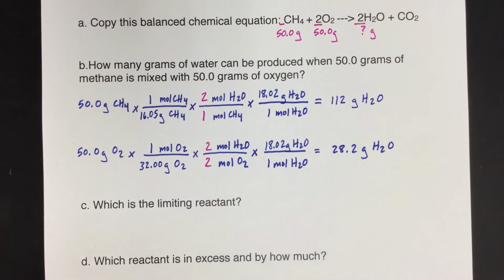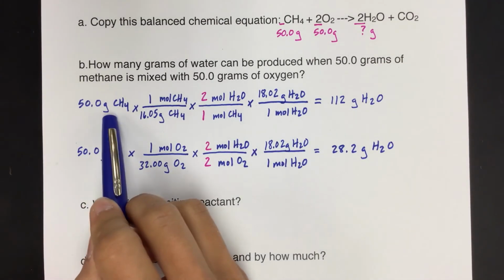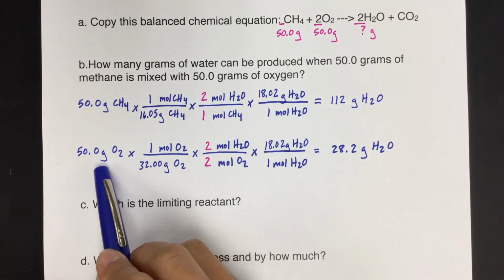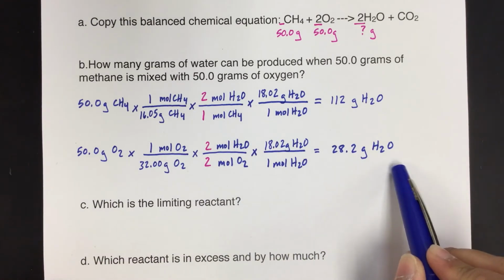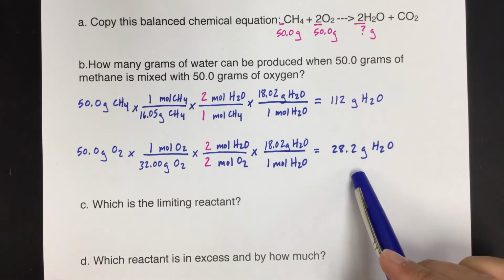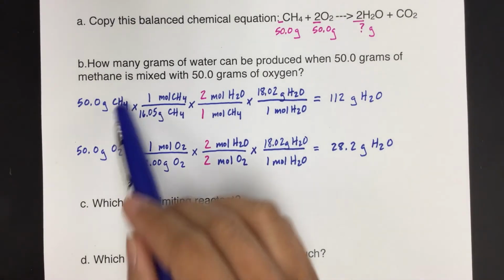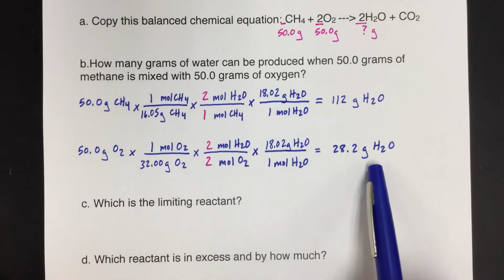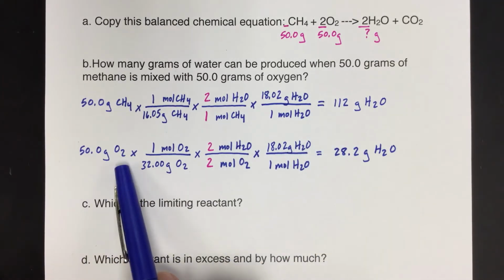Okay, so this is where limiting reactant problems can get a little tricky. If we had 50 grams of methane, we could potentially make 112 grams of water. If we had 50 grams of oxygen, we could potentially make 28.2 grams of water. So the question is, how much water do we really make? To think about this, you need to realize that one of these things is going to run out. The oxygen can only make 28.2 grams of water. Even though the methane can make way more water, we're going to run out of oxygen because we mixed the 50 grams of methane and 50 grams of oxygen.